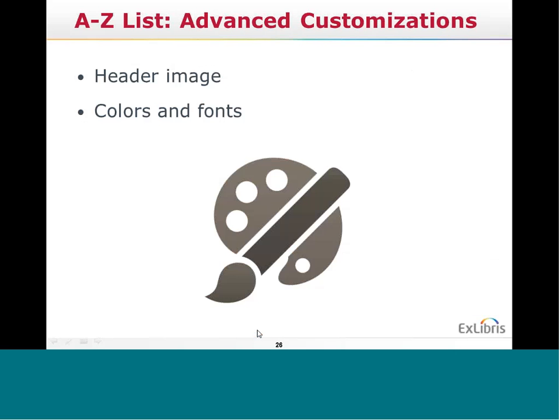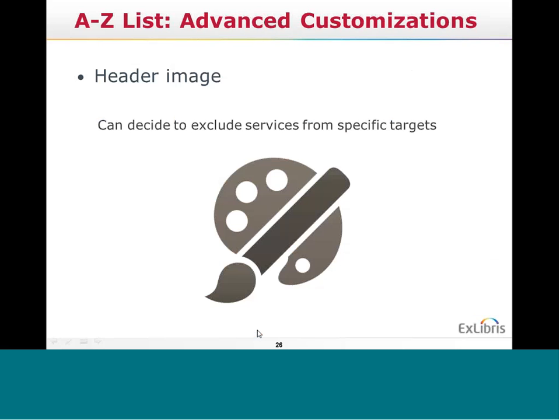Just to note that there are a few display-related changes that involve changing files directly on the server. So for example, the header image in the A to Z list, or colors or fonts that display in the A to Z list. More information on these kinds of server-related changes can be found in the Advanced Users Guide. And again, you'll want to refer to your Ex Libris SFX contract for specifically what types of changes can be made and how often changes can be requested.